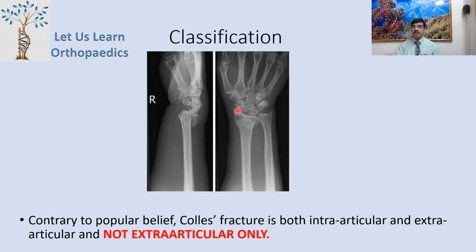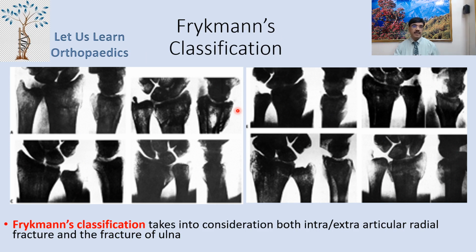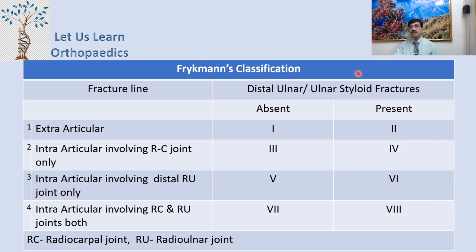Now coming to the classification of Colles fracture, contrary to popular belief, the Colles fracture is both intra-articular as well as extra-articular, and not simply extra-articular only. So the Frykman classification, which is most popular, takes into consideration both the intra- as well as extra-articular radial fractures and the fractures of the ulna. As you can see in this particular table, he has classified them into 4 important groups.